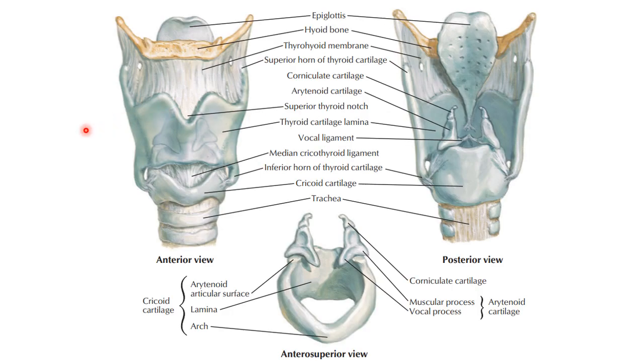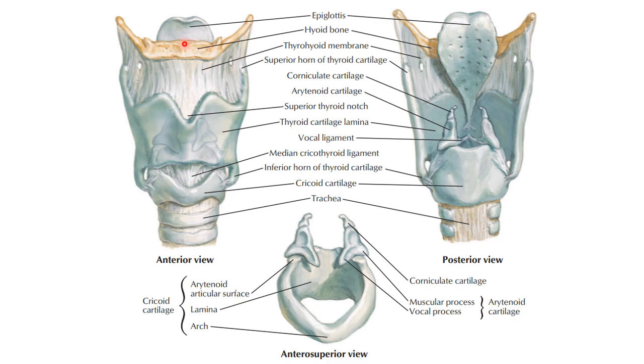This picture will show you the different cartilages that make up the laryngeal skeleton. Okay, so let's first appreciate this anterior view. This would be the hyoid bone, which is a horseshoe-shaped bone found in the superior neck, and this is the only bone that is not attached to any other bone in the body.